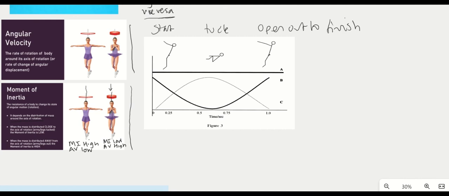Oh gosh, am I writing on this? So you might be asked to explain or label something like this. So if we look at A, this isn't the floor, this here is the line.